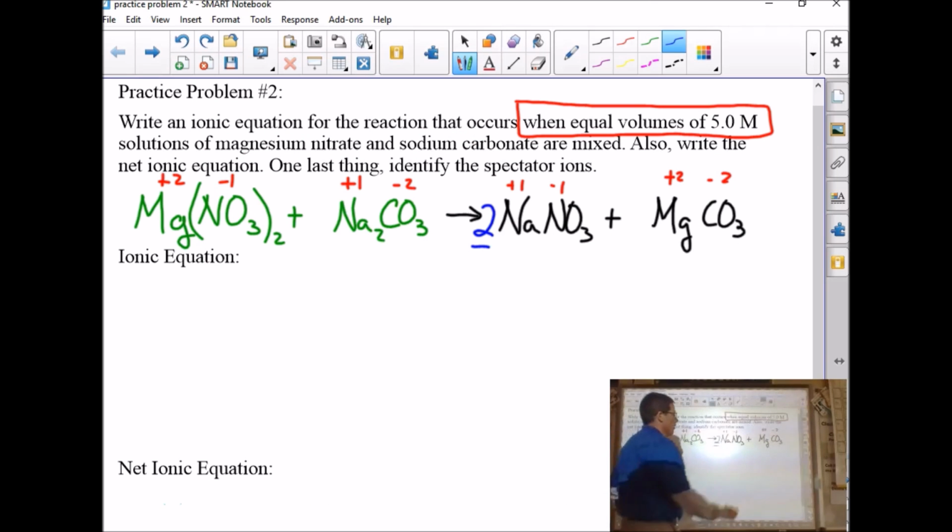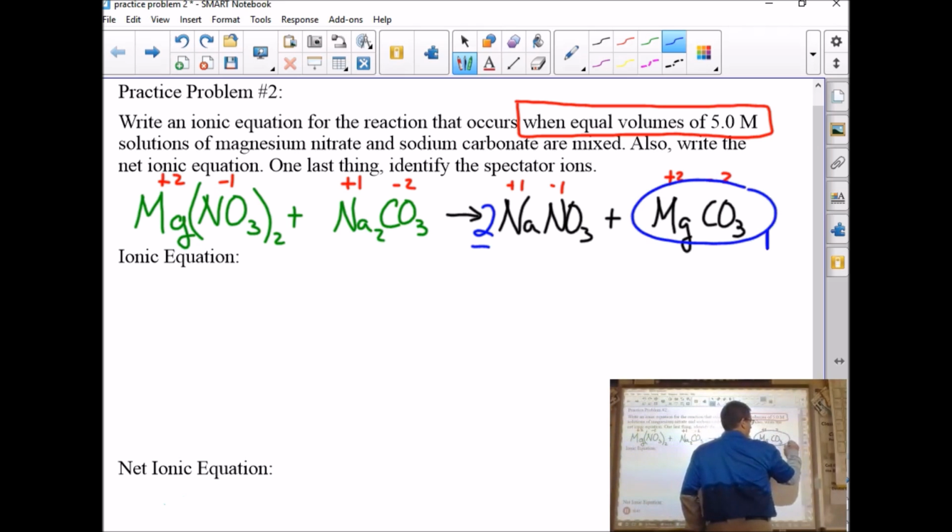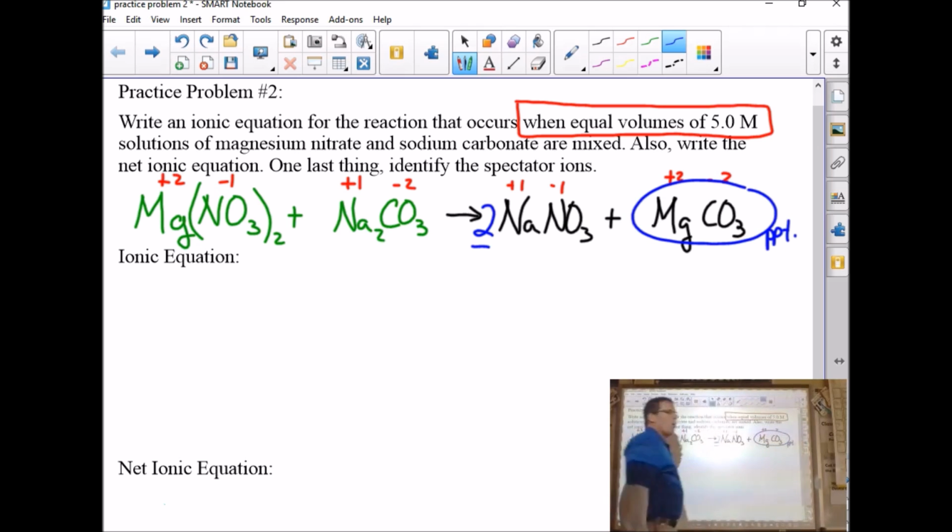So come back over. And it's probably not a bad idea to go ahead and write PPT. Once you've identified the PPT in this reaction, you don't have to do that again for that reaction. Okay. So that kind of cleans things up a little bit. All right, so now we're finally going to start writing the ionic equation. Again, this first step that I have up here is a recommendation. I would highly recommend that because it gives you how many total atoms, balances everything out, tells you who your PPT is, and then from here, we write out the ionic equation.